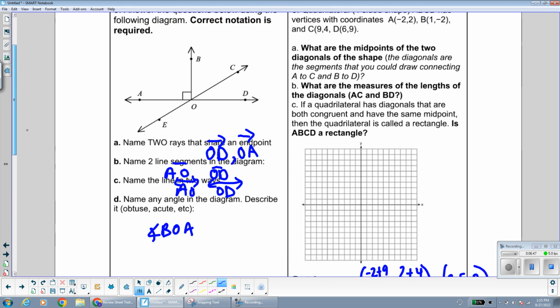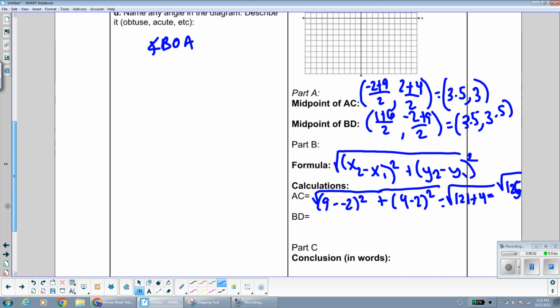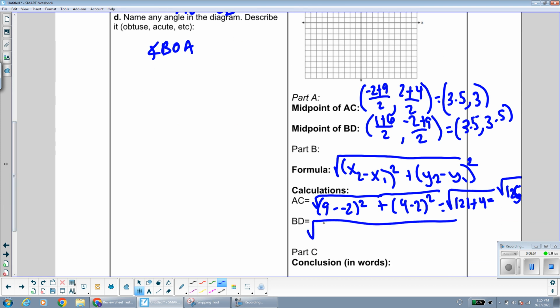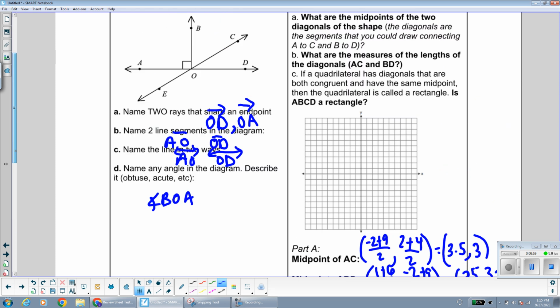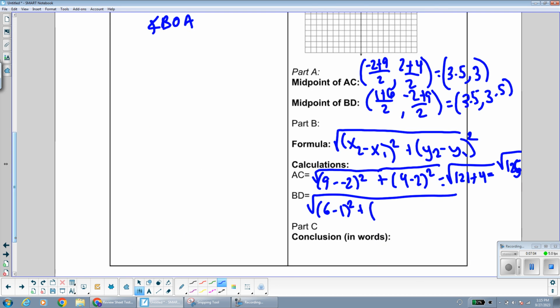Okay, BD. So the x coordinates are 6 and 1. And the y coordinates of BD are 9 and -2. Okay, so that is 5 squared, which is 25, and 11 squared, which is 121, and 121 plus 25 is 146.